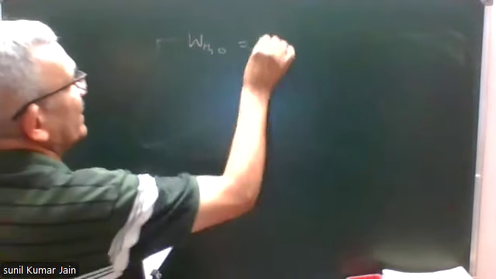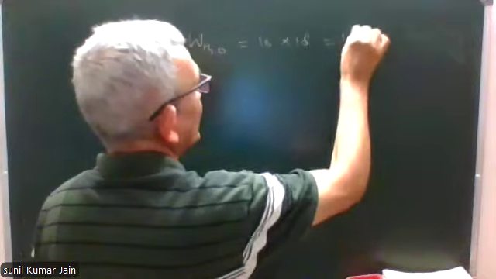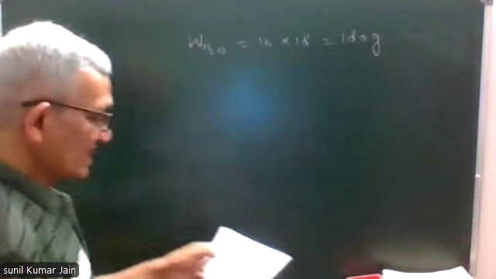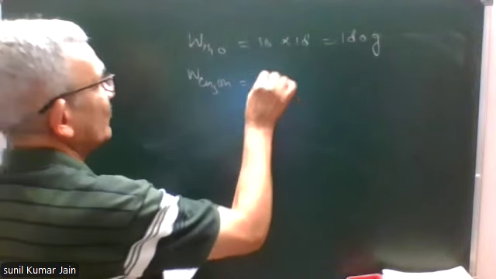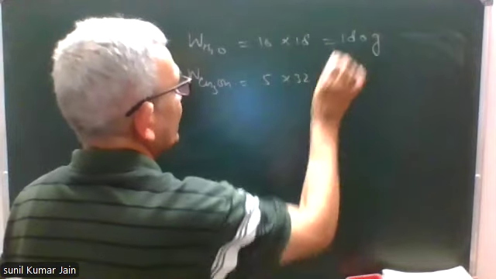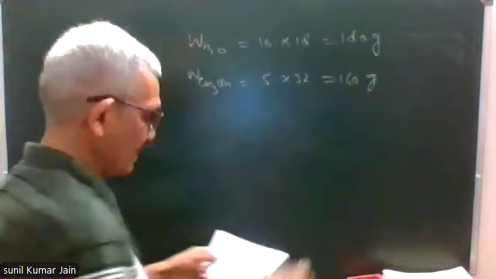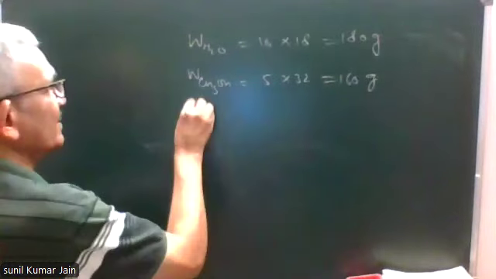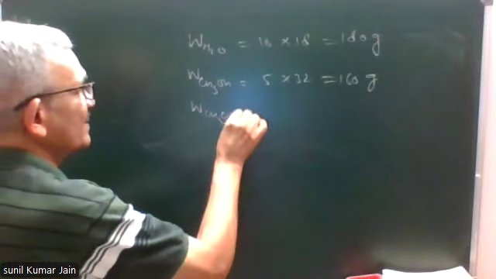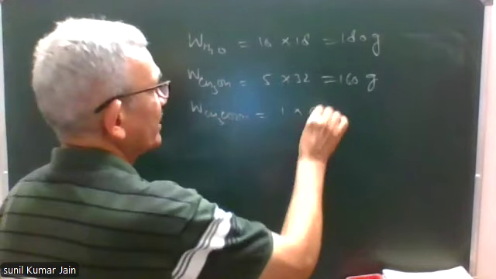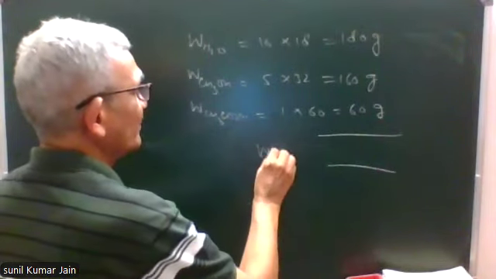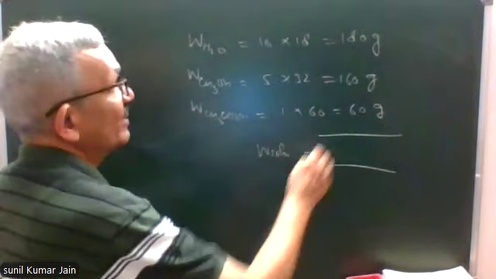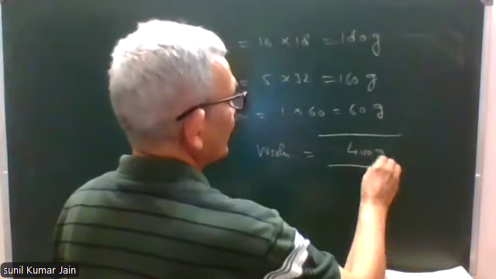10 moles of water. So weight of water will be 10 into molecular weight, 180 grams. 5 moles of methanol. Weight of methanol will be 5 moles into molecular weight, that is 160 grams. 1 mole of acetic acid. So weight of acetic acid will be 1 into molecular weight, 60. When we add all of them, this is weight of solution, and this weight of solution will be 400 grams.